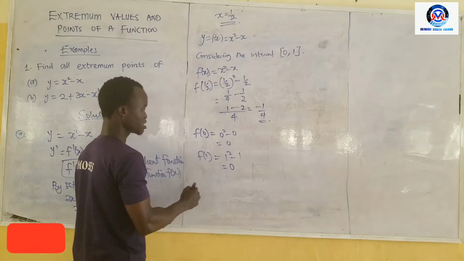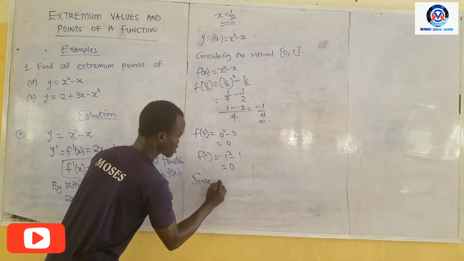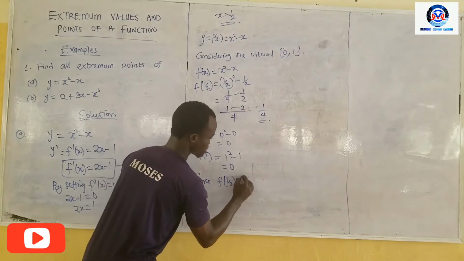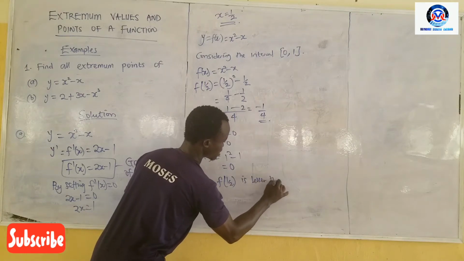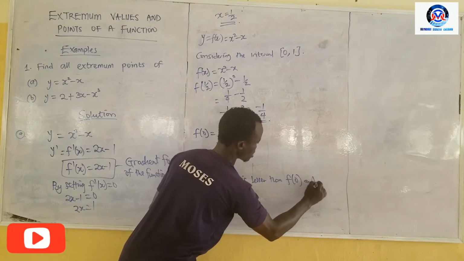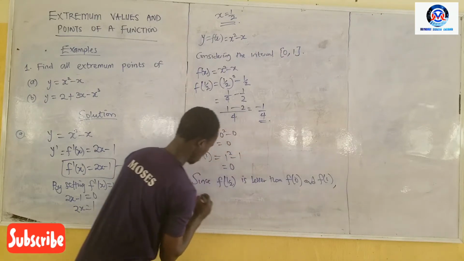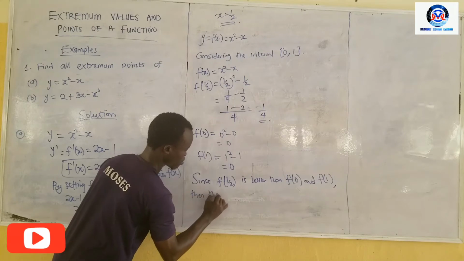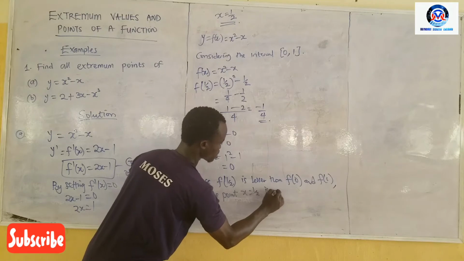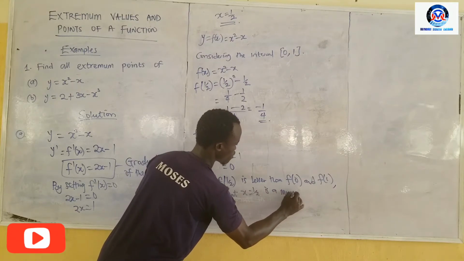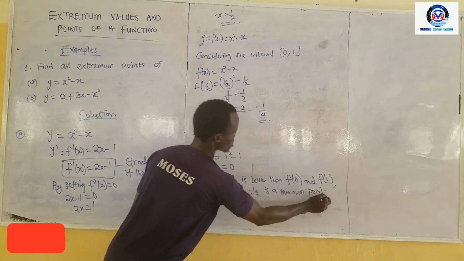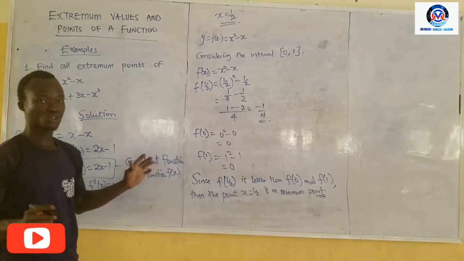So now, since f of 1 over 2 is lesser than f of 0 and f of 1, then the point x equals 1 over 2 is a minimum point. Yeah, so that is all for question 1.